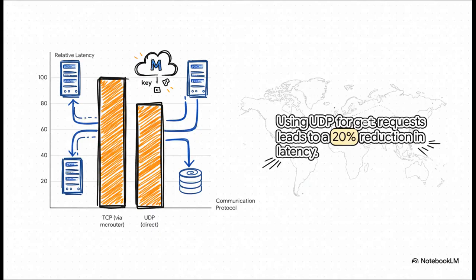Their first big win was actually pretty straightforward. For just getting data, the simple GET requests, they switched up the protocols. Instead of using TCP, which is very careful and guarantees delivery, they used the much faster, leaner UDP. You can think of it like sending a postcard instead of a certified letter. It's just lighter with way less overhead. That one change cut latency by 20%, a huge win.